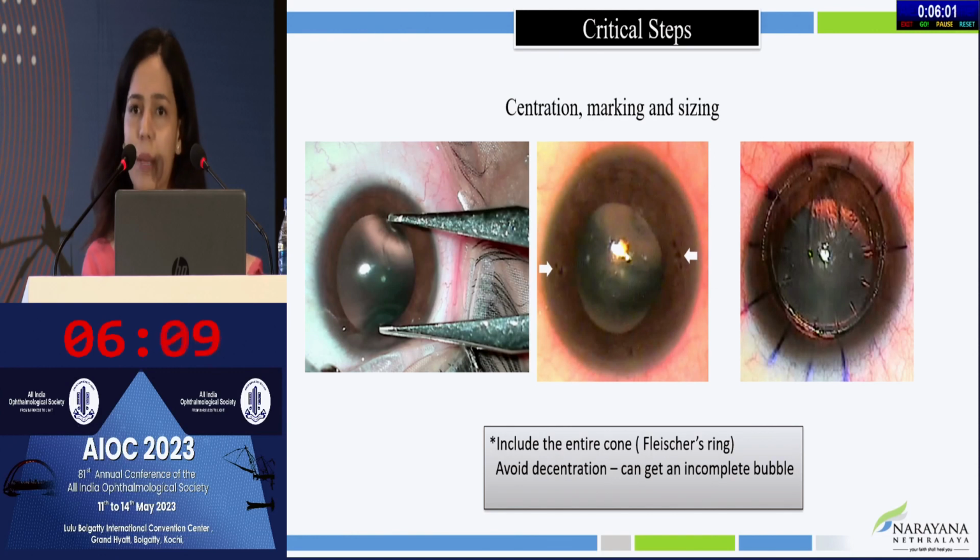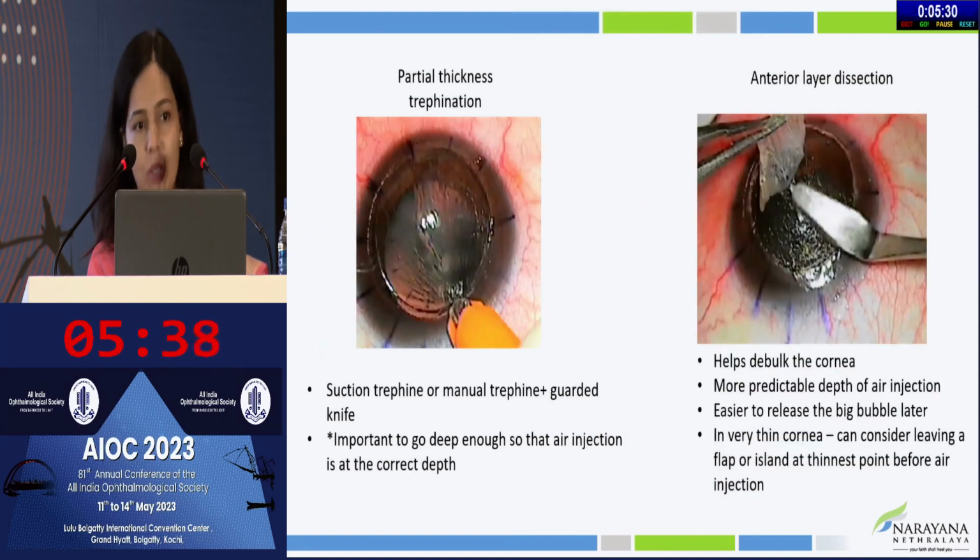The critical steps when we start the surgery: it's very important to mark. You can mark the center of the cornea, the center of the cone, and also measure what size you want to have your trephination. It is advisable, if you can see the Fleischer's ring, to try and include the Fleischer's ring because it's at the base of the cone. So then you are sure that you have included the entire cone, and the risk of you leaving behind part of a weak area is reduced. And of course, if you have a decentered trephination, then you can have problems ahead when you form the bubble also. So that's very important.